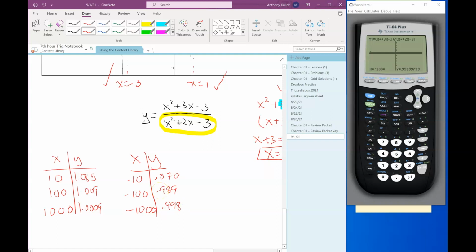And again, I'm seeing what I would hope to see, right? We're getting closer and closer to 1, but we never cross 1 by getting bigger than 1. So that's, again, supporting what I'm seeing as a horizontal asymptote at 1. Is everybody okay with that?